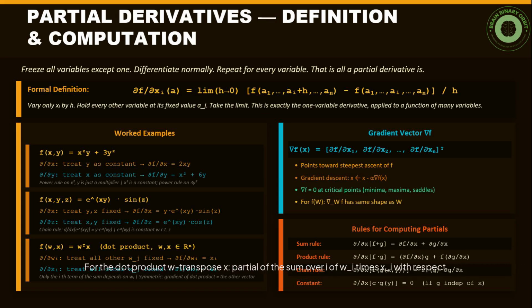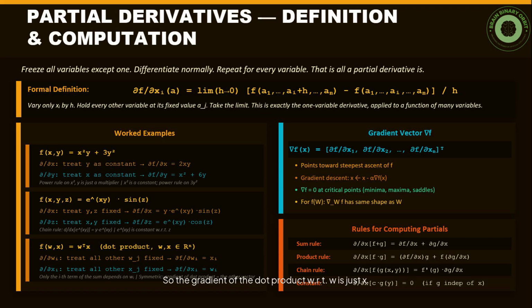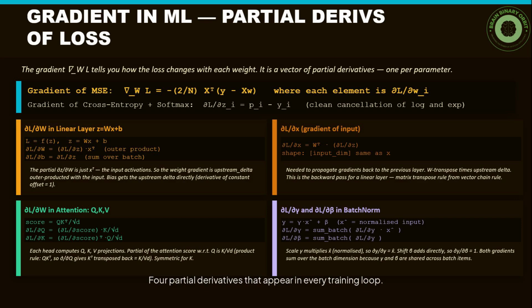For the dot product W transpose x, the partial of the sum over i of W_i times x_i with respect to W_j is x_j, since only the jth term survives. So the gradient of the dot product W transpose x with respect to W is just x. By symmetry, the gradient with respect to x is W. 4 partial derivatives that appear in every training loop.